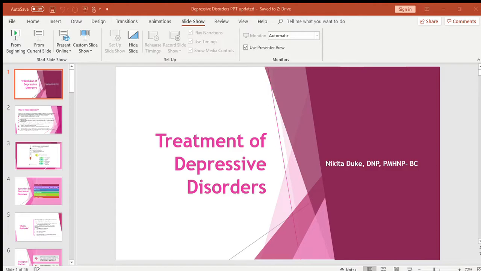All right, so indications for use. We're starting with SSRIs first. So selective serotonin reuptake inhibitors, what are they used for? For depression, anxiety, OCD, panic disorders, body dysmorphic disorder, bulimia, PMDD, premenstrual dysphoric disorder, and PTSD.